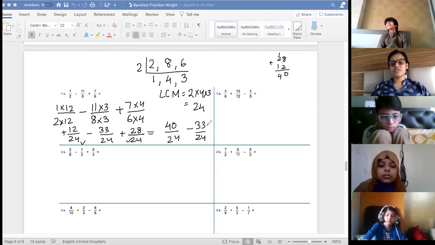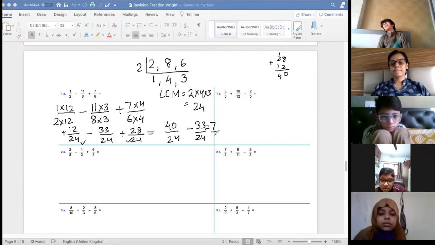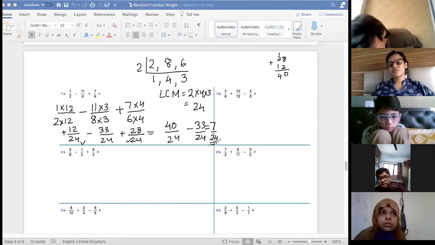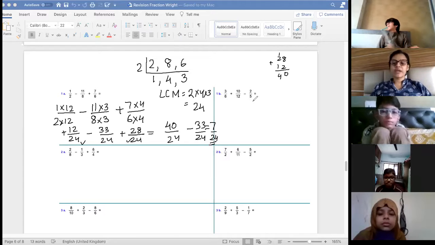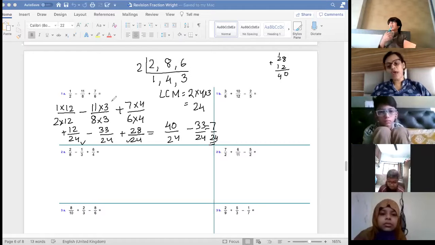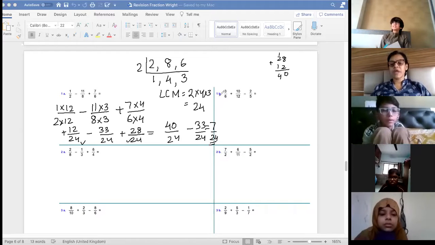40 minus 33. Ma'am, it is like BODMAS. 7 by 24. Yes. So answer is 7 by 24. It is in the simplest form. Ma'am, this is like BODMAS. Yes, BODMAS. Okay. So if you are getting confused, this is for practice. Mostly I'll give you 2 addition only. This is for your practice. I have given this.